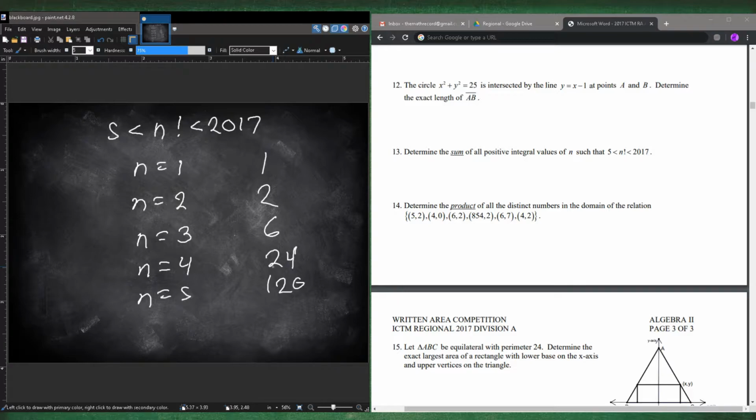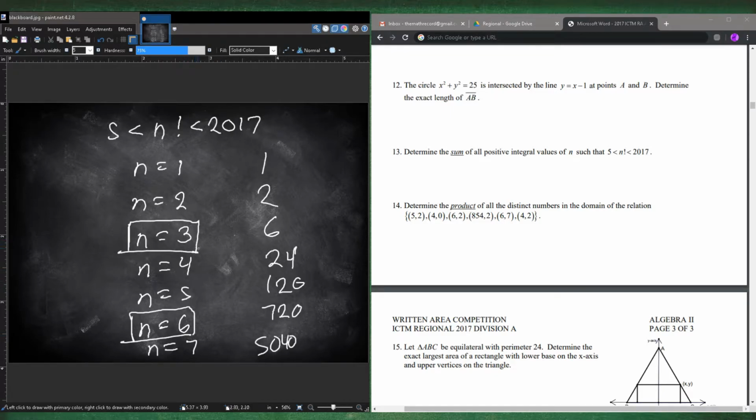If n is equal to 6, 6 factorial is 720. If n equals 7, 7 factorial is 5040. Okay, so what numbers are between 5 and 2017? So which one's bigger than 5? It's when n is equal to 3. And then when is it less than 2017? So n is equal to 6, because at n equal to 7, it's greater than it. So it happens from 3 to 6.